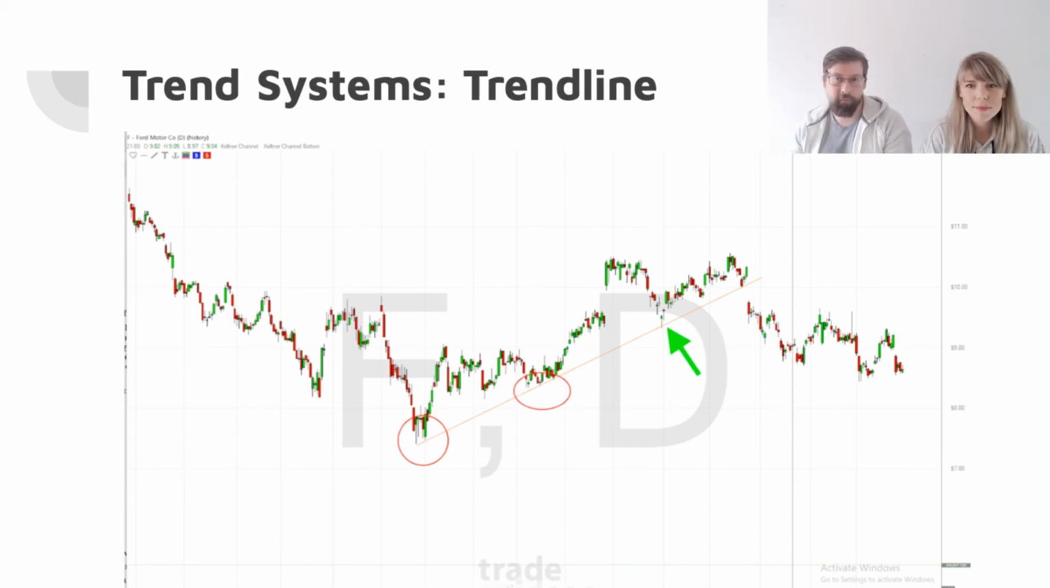So I pulled up Ford Motor Company here, and you can see the 2 circled areas are the 2 points that initiate the line. The green arrow is the third touch of the line. So a simple trend line system may say, I'm going to draw a trend line and connect 2 points, and when the third point hits, I'm going to buy it. I'm going to put my stop X percentage below it, so I know when I'm wrong, I'm out, and try to take profits at 2 or 3 times whatever that risk is, rinse and repeat, right?